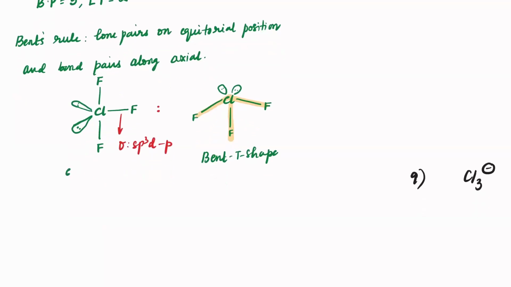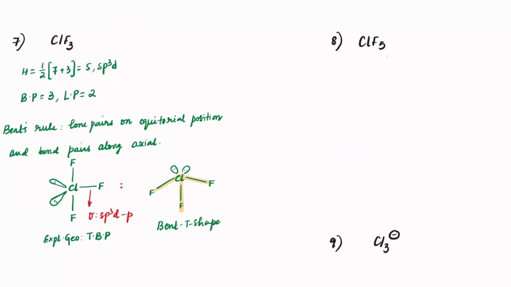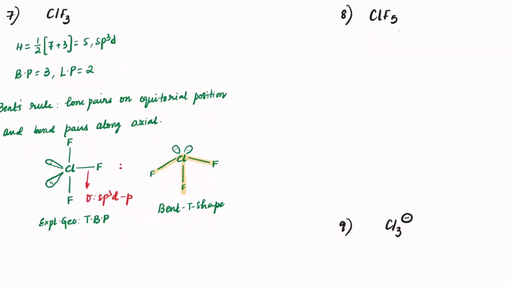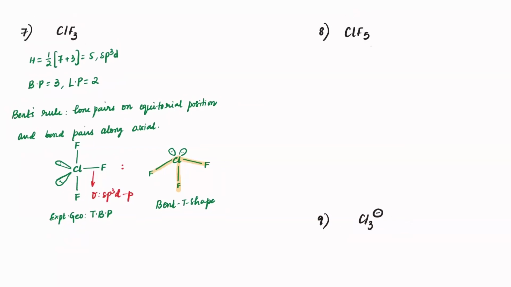The expected geometry is trigonal bipyramidal. It's trigonal bipyramidal, but it is bent T shape. Guys, clear? Answer me all the details of ClF5, beta. Work out and let me know.